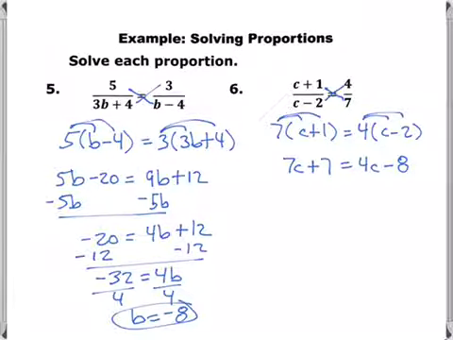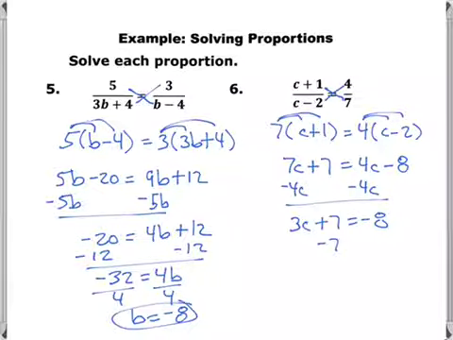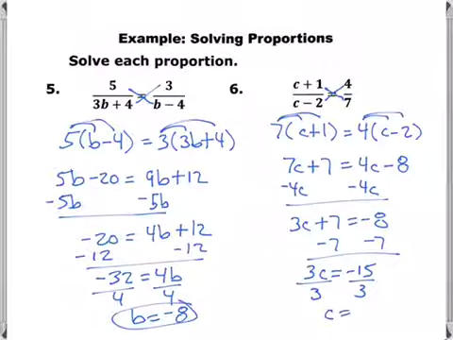I need to move the 4c, so I subtract it from both sides. I get 3c plus 7 equals negative 8. Then I need to undo the 7, so I subtract 7 from both sides. I've got 3c equals negative 15. And then my last step is to divide by 3, and I get c equals negative 5.